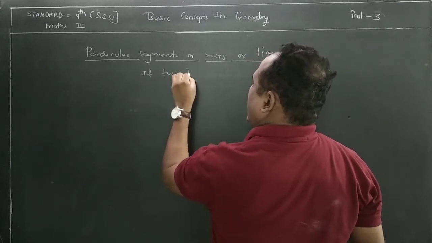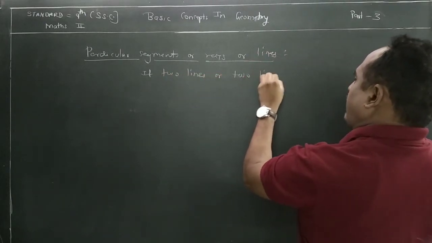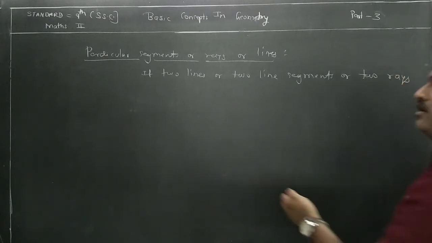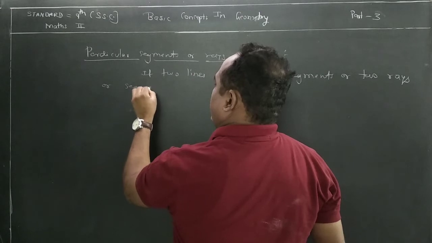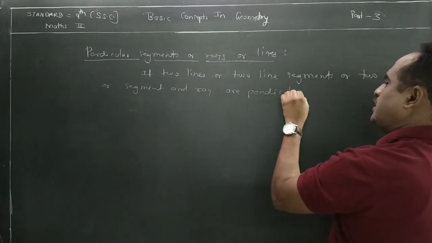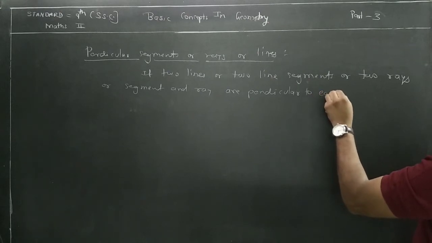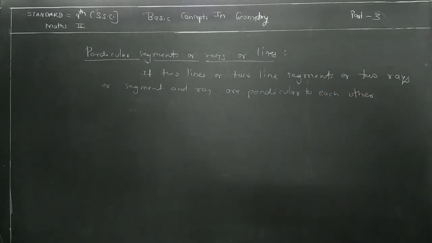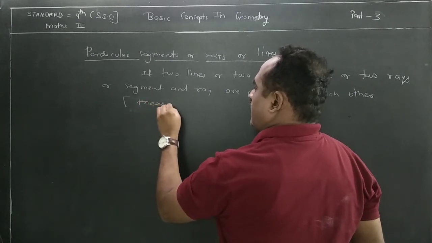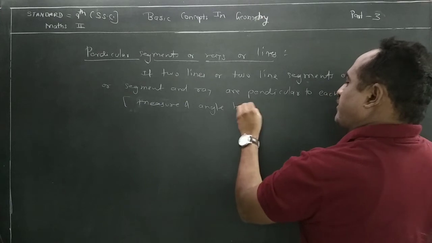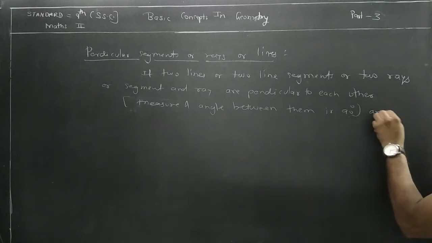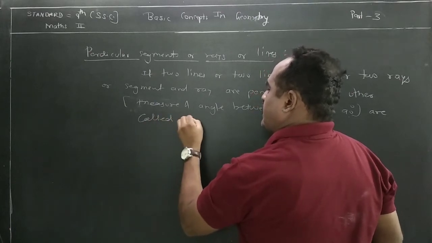If two lines, or two line segments, or two rays, or a segment and ray, are perpendicular to each other, it means the measure of the angle between them is 90 degrees. They are called perpendicular to each other.